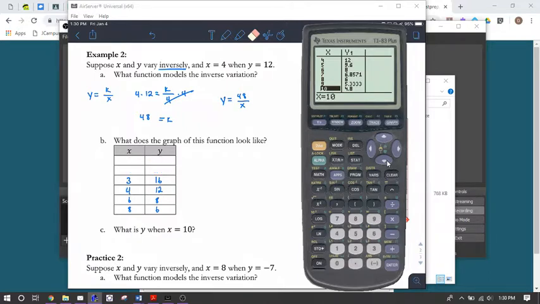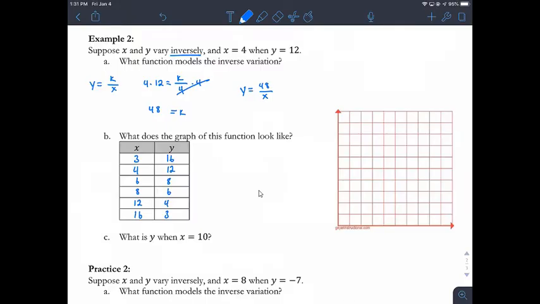rid of these first two and shift my table up a little bit. And I'm going to get 12 and 4. And then lastly, if you continue down, you'll get 16 and 3 again. All right. Now, there is a little bit of symmetry on this table. If you look at it, once we get to 6 and 8 and 8 and 6, all of our values just flip.